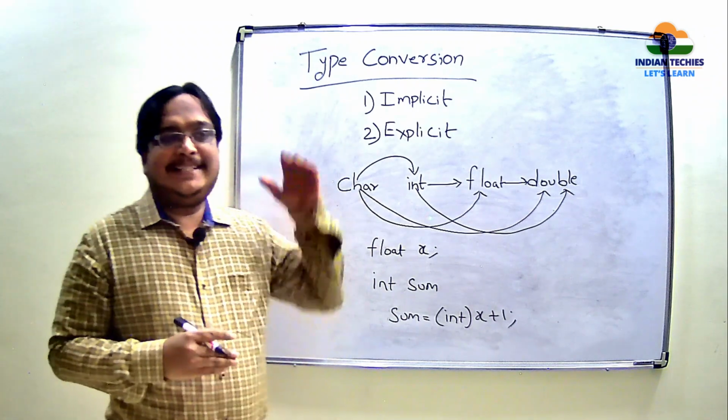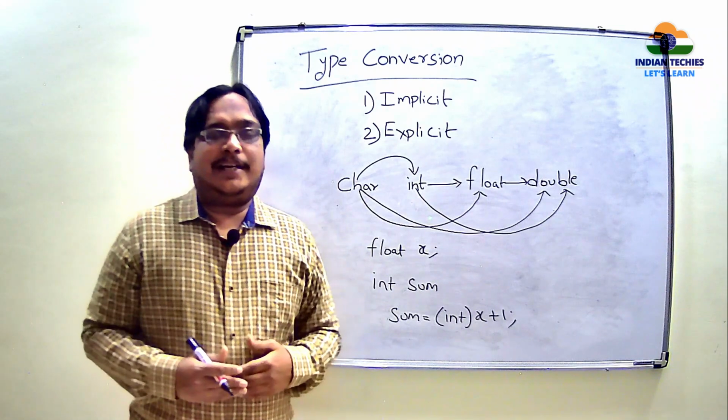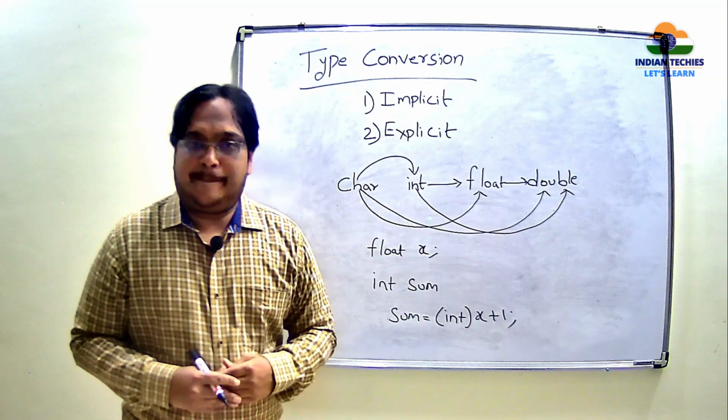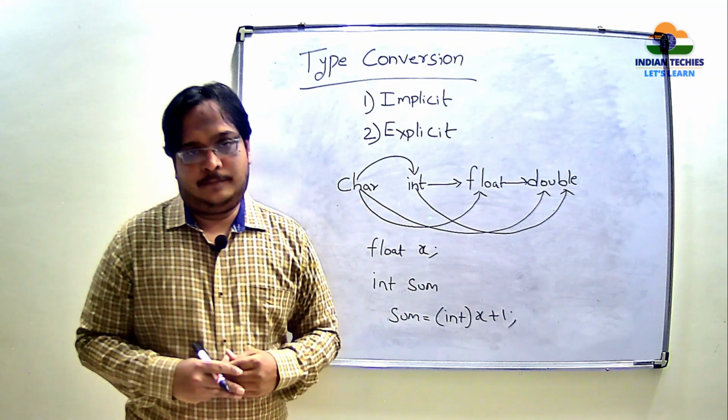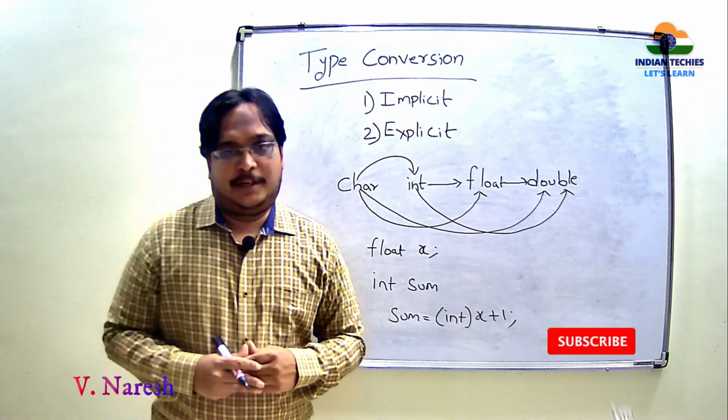So implicit is done internally by the compiler. Explicit is specifically mentioned by a user. That's why it is also called user defined type conversion. That is about type conversion in the C programming language.